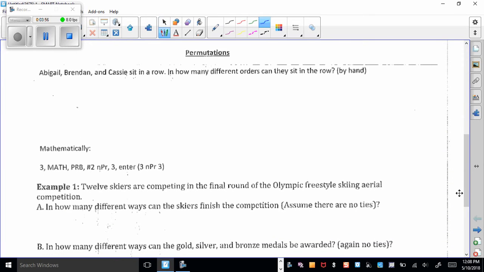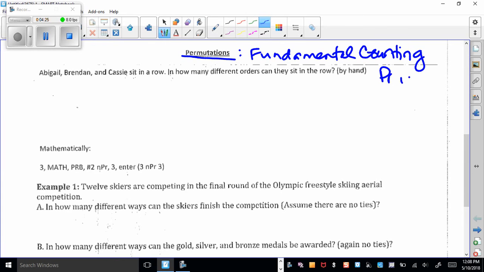Now we're talking about permutations. So those were all, when we talked about the outfit, the fundamental counting principle. Alright, so now we have 3 people, and they're in a row, and we're going to do the same idea. We have Abigail, Brendan, and Cassie. So there's Abigail, Brendan, and Cassie, and we're looking to see how many different orders they can sit.